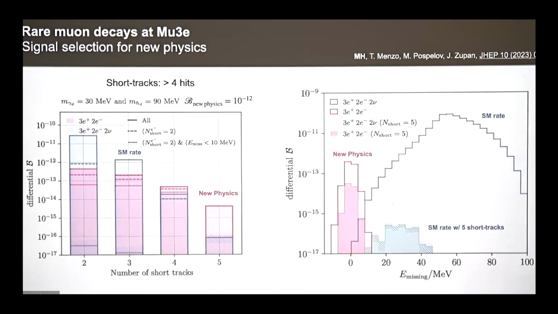So let me spend a little bit of time on this plot here, which I find very interesting. Now that I've just learned that the decays happen on the surface, I'm not sure how much this plot will change. We'll have to see. But at least with our current simulation, this is the total rate as a function of the number of reconstructed short tracks. So if I require all 5 tracks to be reconstructed as short tracks, then the standard model rate is all the way down here, below 10 to the minus 16 level.